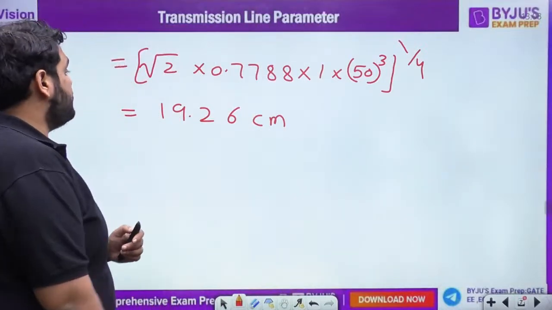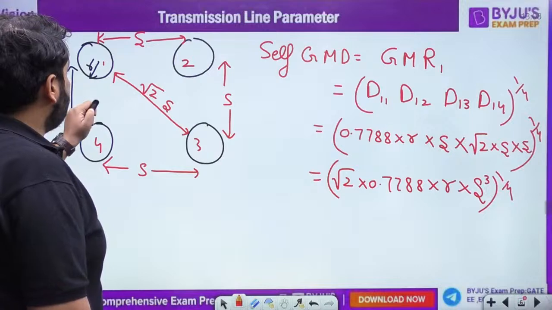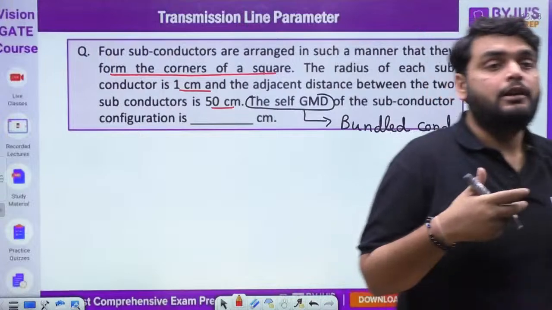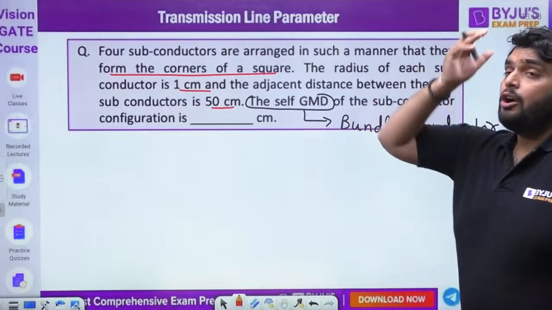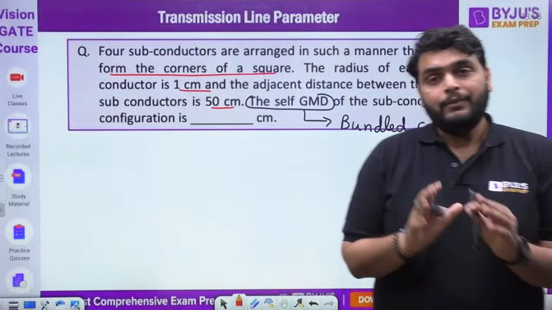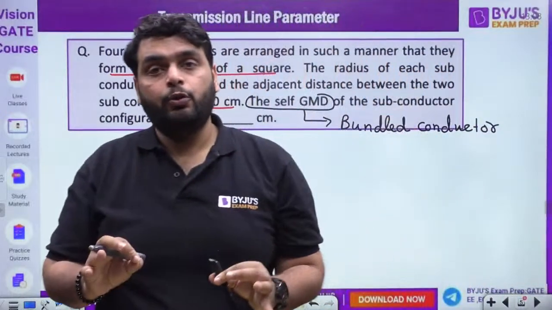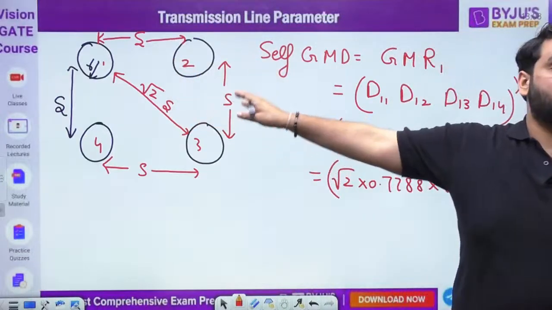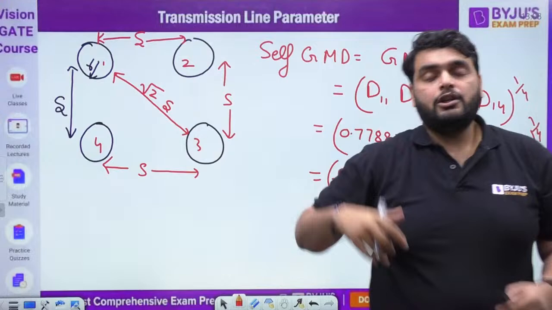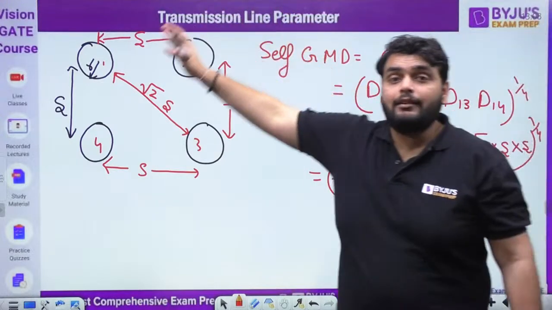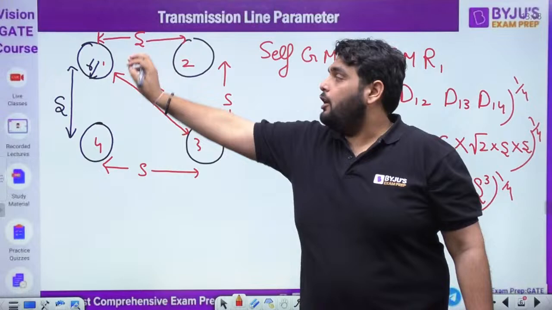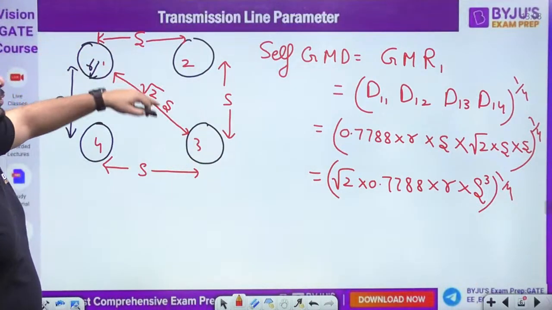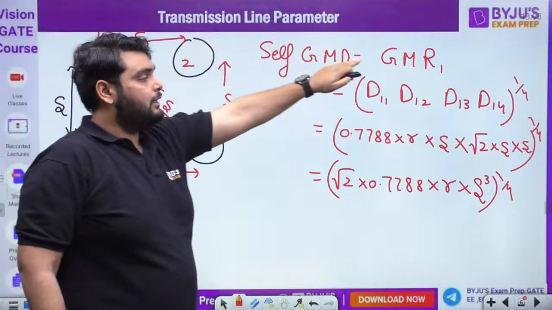So look at the question again, let's see what the question was. In the question they are saying that we have 4 subconductors. Whenever they are talking about the self GMD, always remember we are given a bundle conductor. In a bundle conductor, it is very important to note that we have a symmetrical configuration of subconductors. So when we have a symmetrical configuration, to find out the self GMD of the entire conductor, you have to find out the GMR of a single subconductor. You can choose any subconductor here, for example 1, 2, 3, 4. I have chosen the first subconductor and find its GMR.